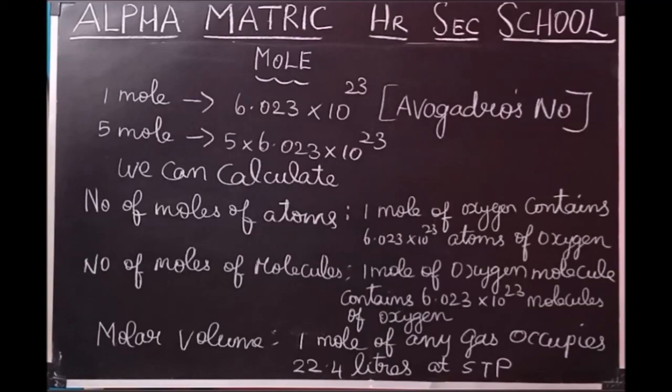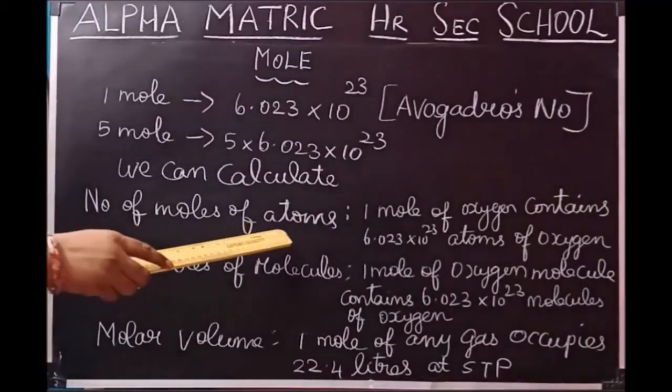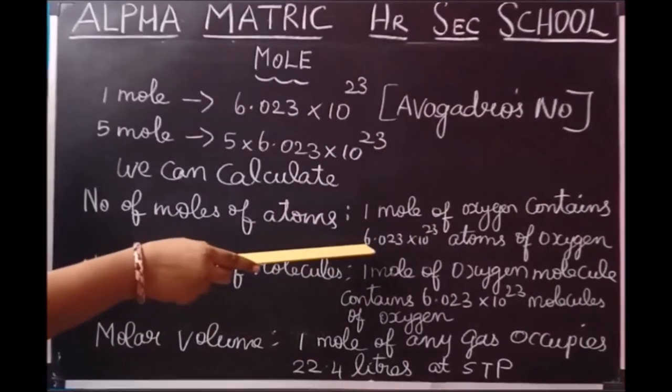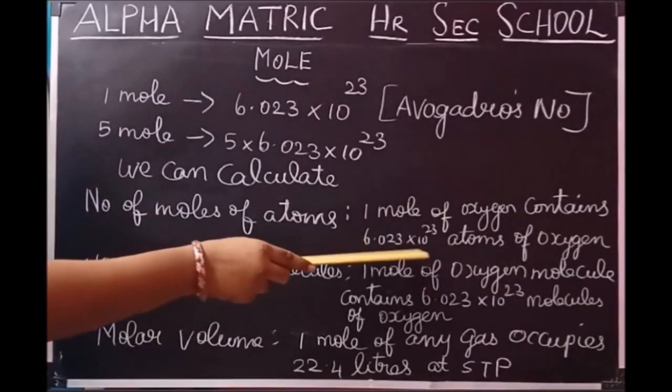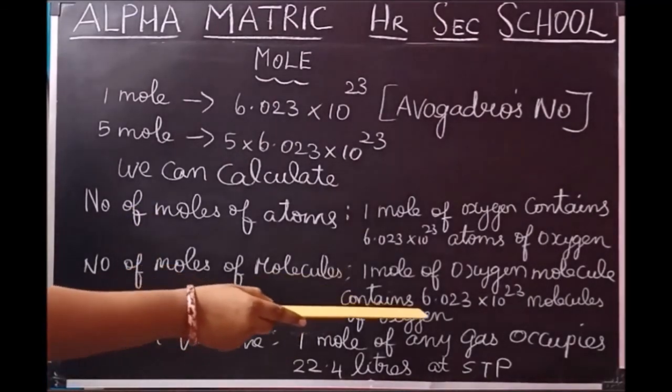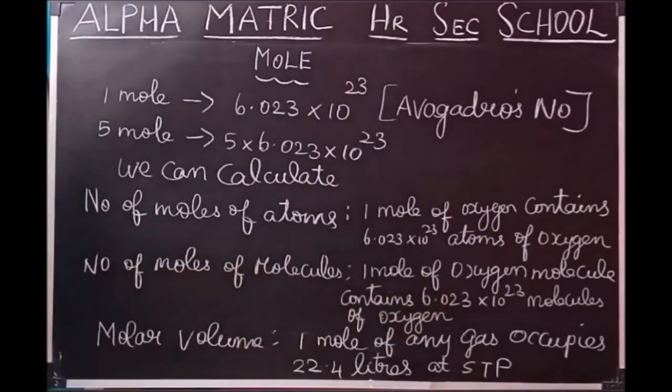For example, the number of moles of atoms: 1 mole of oxygen atoms contains 6.023 × 10^23 atoms of oxygen. The number of moles of molecules: let's consider 1 mole of oxygen molecules. It also contains 6.023 × 10^23 molecules in it.